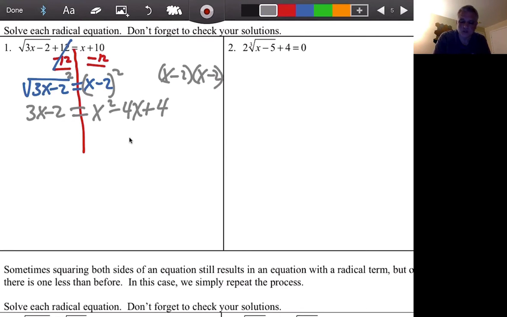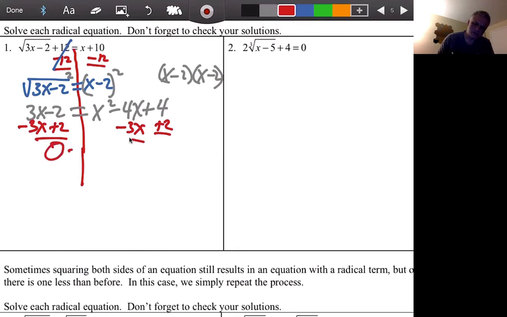Okay, now it should look like something we've done before. We've got an x squared. If I could get equals 0 on one side, then I can either factor it or I could use quadratic. So we need to subtract 3x and add 2. I'm going to do both of those steps at once. You're in pre-calc, you can handle it. So we got 0 equals x squared has not been touched. -4x - 3x is -7x. +4 + 2 is +6.